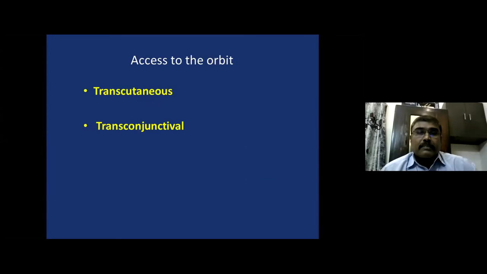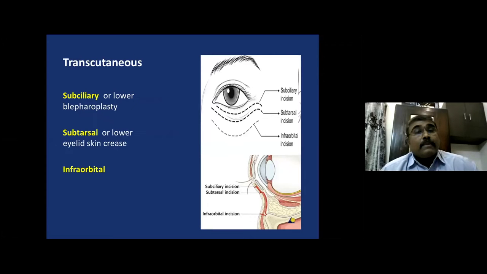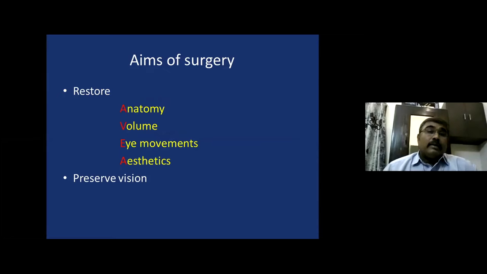So for access to the orbit, 2 approaches are there: transcutaneous approach and transconjunctival approach. Transcutaneous, three approaches are there: subciliary or lower blepharoplasty, subtarsal or lower lid crease incision, or infraorbital. So what are the aims of surgery? To restore anatomy, restore volume, restore eye movements, restore aesthetics, and to prevent vision loss.